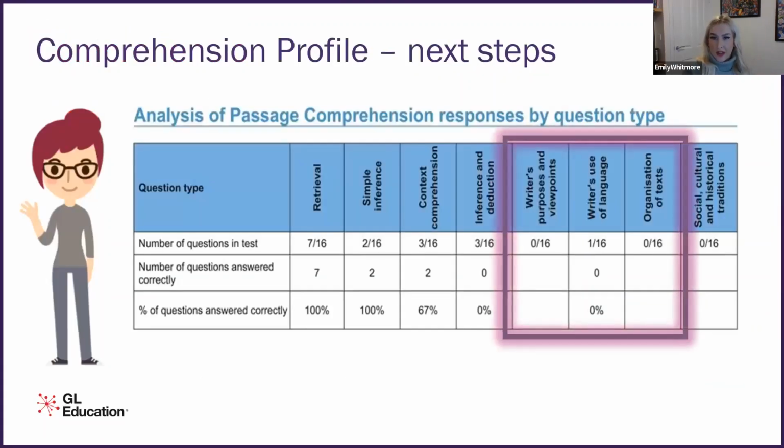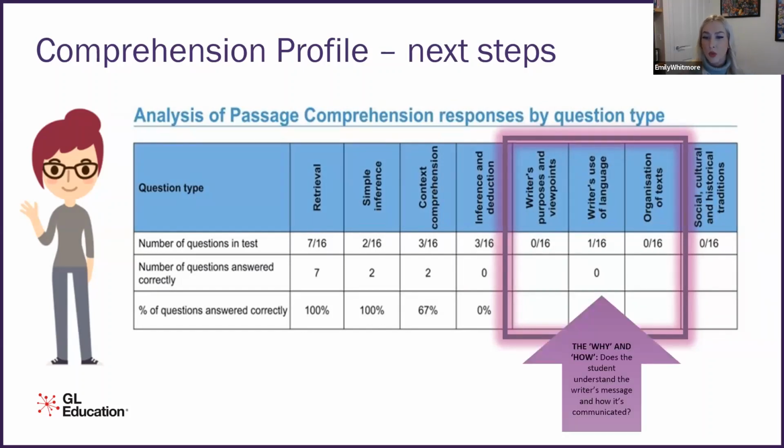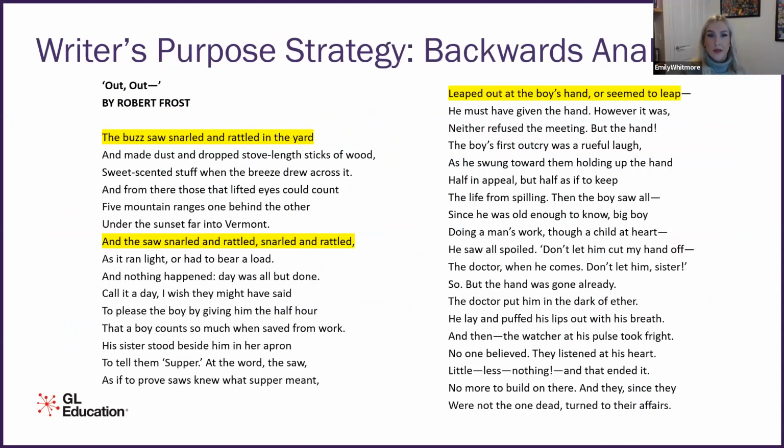Now, for the last bit here, I've lumped these three together: writer's purposes and viewpoints, writer's use of language, and organization of texts, just because it's mostly concerned with the why and the how, and asking, does the student understand the writer's message and how it's communicated? A strategy I recommend is something called backwards analysis.